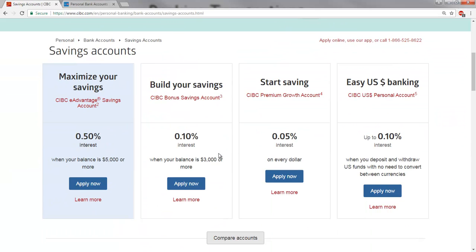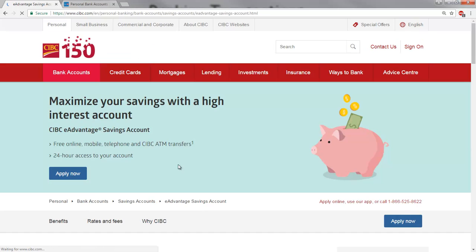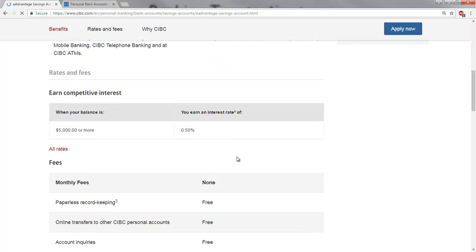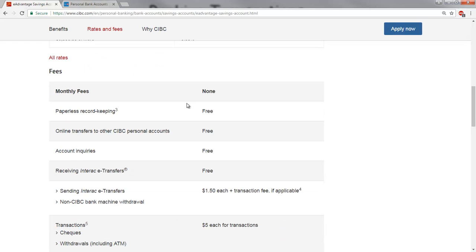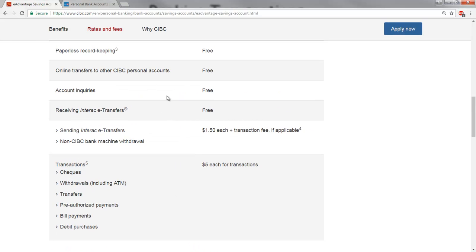Now, there's no transaction fee with the savings account. If we go into the Learn More here, we can take a look at some of the details. If you have a balance of $5,000 or more, you are earning an interest rate of 0.5%, which really isn't very high if you think of what you'd be paying for a credit card, which might be 20% or more. You do get paperless record keeping, that's free, online transfers to other CIBC accounts free, account inquiries free, etc. But there can be some costs.